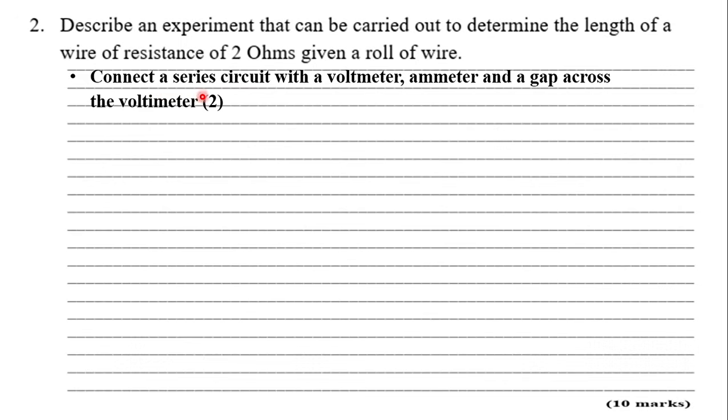So connect a series circuit with a voltmeter, ammeter, and a gap across the voltmeter. By saying this, you have 2 marks. This is a setup. So connect the series circuit with a voltmeter, an ammeter, and a gap. So maybe up to here it can be 1 mark, and the rest of the sentence another mark. That's why we have 2 marks here.